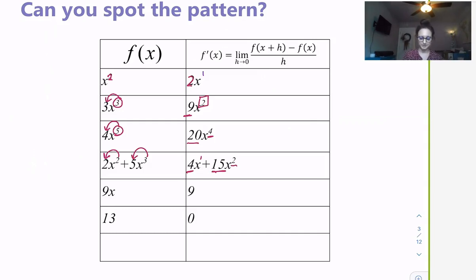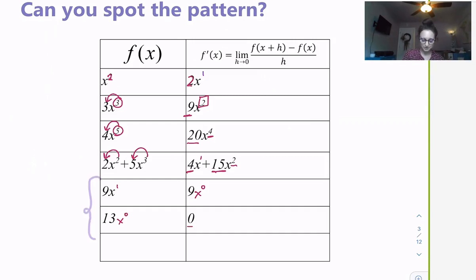Okay, now it still works here. It maybe looks a little bit funky, but notice my understood exponent here is 1, and my understood exponent here is 0, right? So it works. Similarly here, my understood exponent is 0. 0 times 13 is 0, okay?